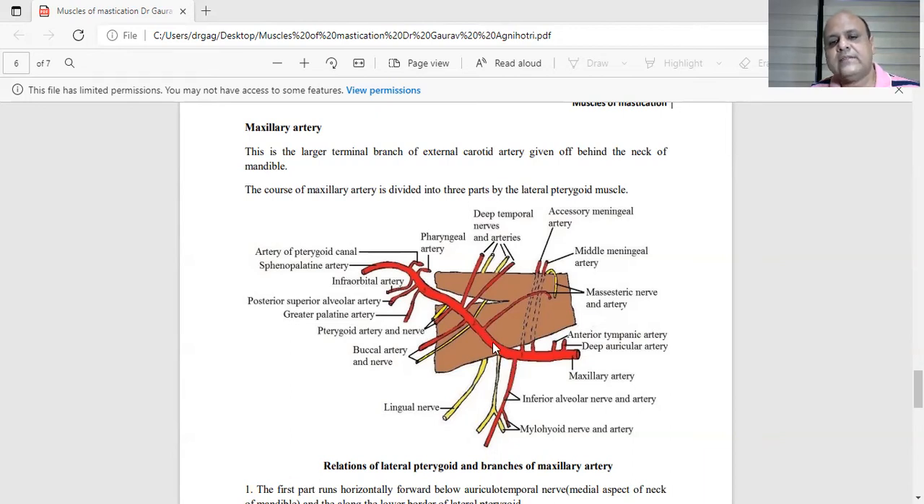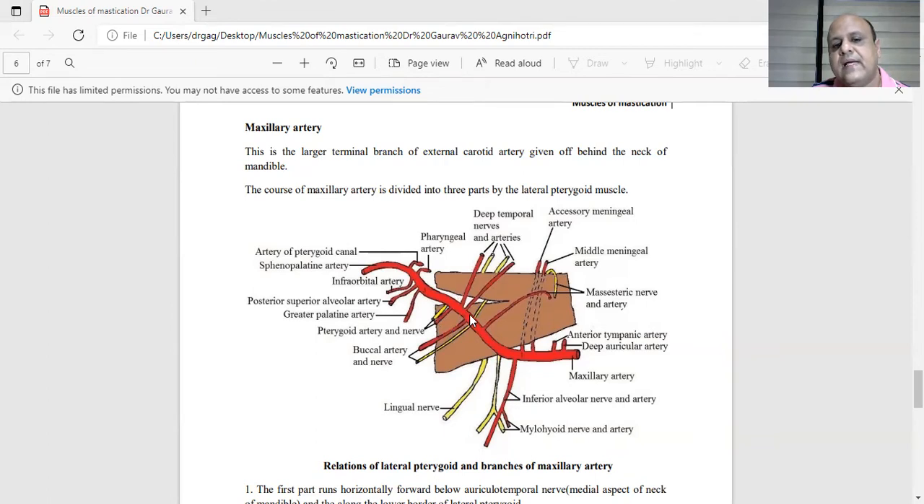The second part of maxillary artery is lying superficial to the lateral pterygoid muscle. You can appreciate here, this is the second part of maxillary artery. And this gives mainly muscular branches to the muscles of mastication. So you can see here, it's giving the deep temporal branches to the temporalis muscle, right? Then it is giving the pterygoid branch to the pterygoid muscles. So then it supplies these muscles. It also gives a branch to the buccinator muscle, which is an accessory muscle of mastication.